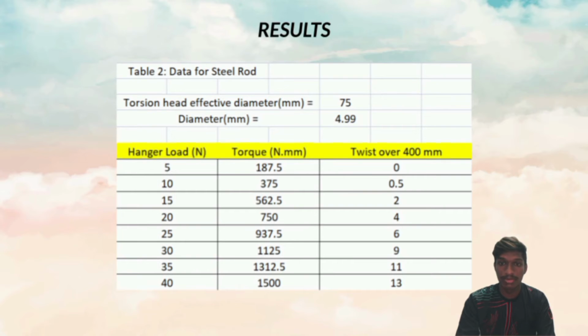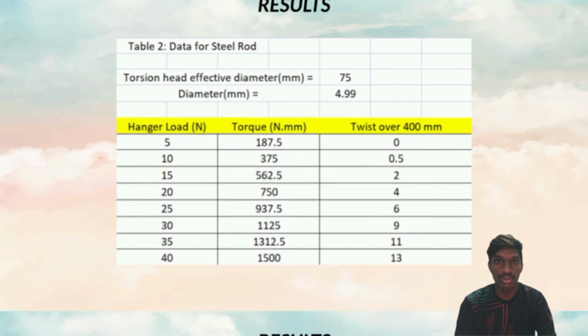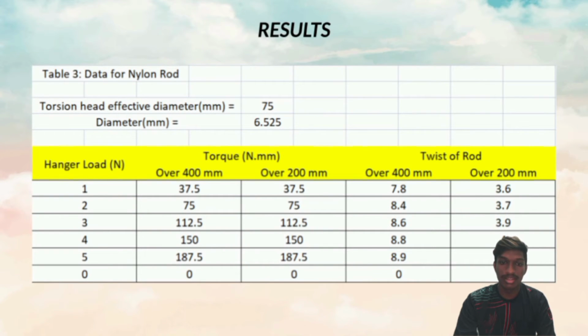The next table is data for steel rod. It uses the same formula, but in this case there is no twist over 200 mm and torque over 200 mm, just 400 mm. For table 3, there are both, which is over 400 mm and over 200 mm, for data for nylon rod. It uses the same formula too. Then we complete the 3 tables.